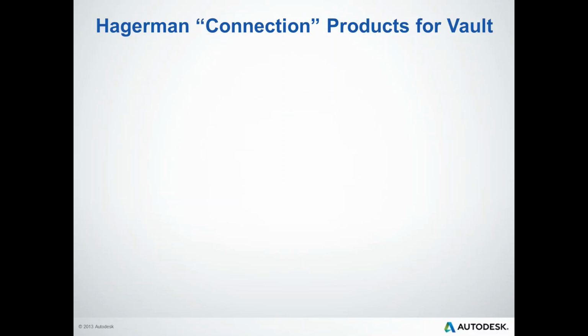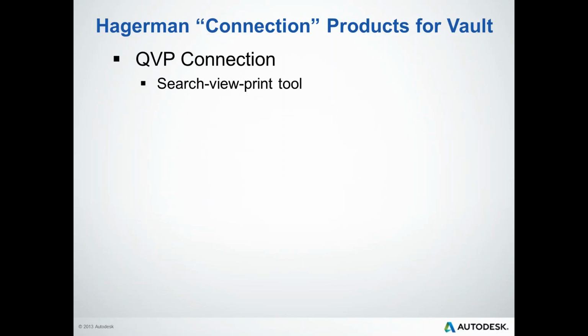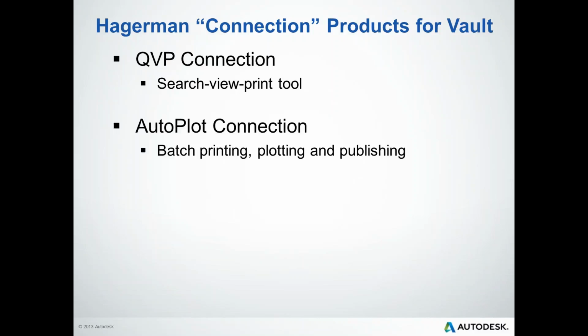All of our products are in what we call our connection line, maybe kind of our brand name. Just to touch on the others, we've got our QVP Connection software, which is a search view print tool that works with Autodesk Vault and other data management systems, and also just Windows Explorer, for people in maintenance, shop floor, sales, customer service, people who only need search view print. It's a very inexpensive, easy to use tool for them. Then AutoPlot Connection, which is our product for batch printing, plotting, and publishing.